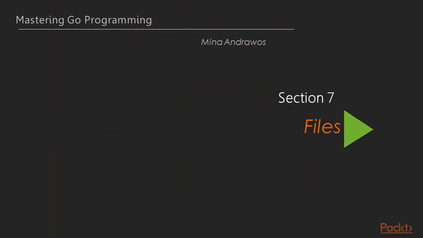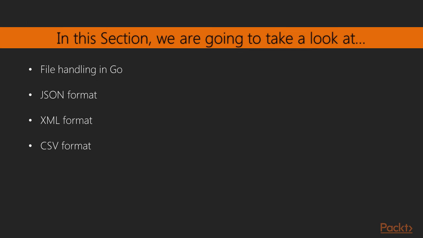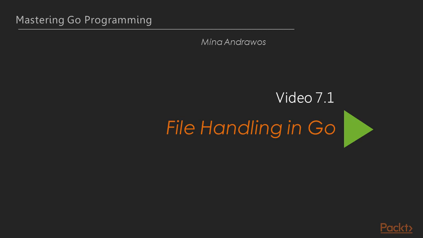In the last section, we dove deep into how to do testing and benchmarking in Go. In this section, we'll discuss how to use Go to manipulate files and decipher serialization formats like JSON, XML, and CSV. So we'll start by discussing file handling in Go. We'll then jump into JSON format handling in Go. Then from there, we'll cover XML, and the last video will cover CSV in this section. Let's get started. We'll start with the first video in this section, which is file handling in Go.